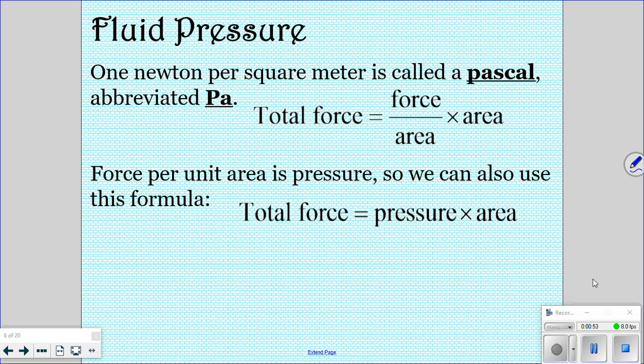Force per unit area is pressure, and so we can also use total force equals pressure times area, because force over area is the same thing as pressure. So this is the formula we're going to be using: F equals PA.